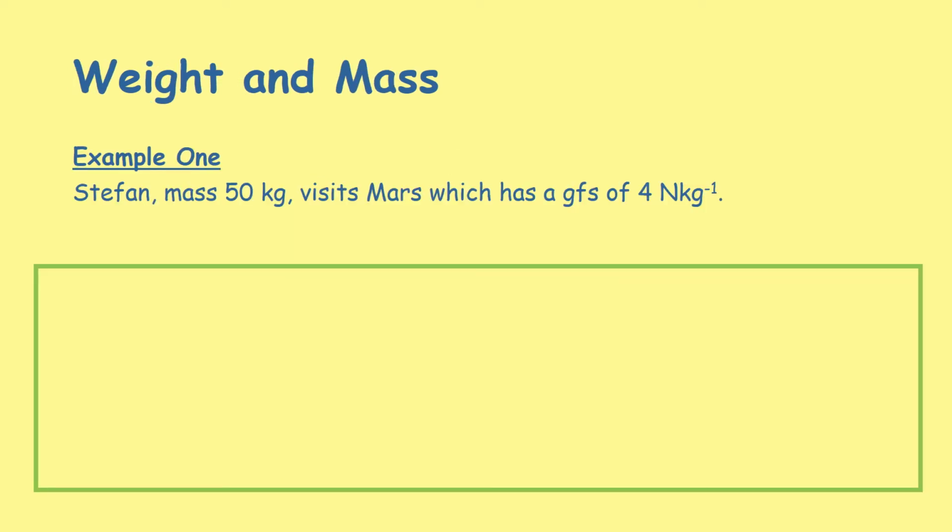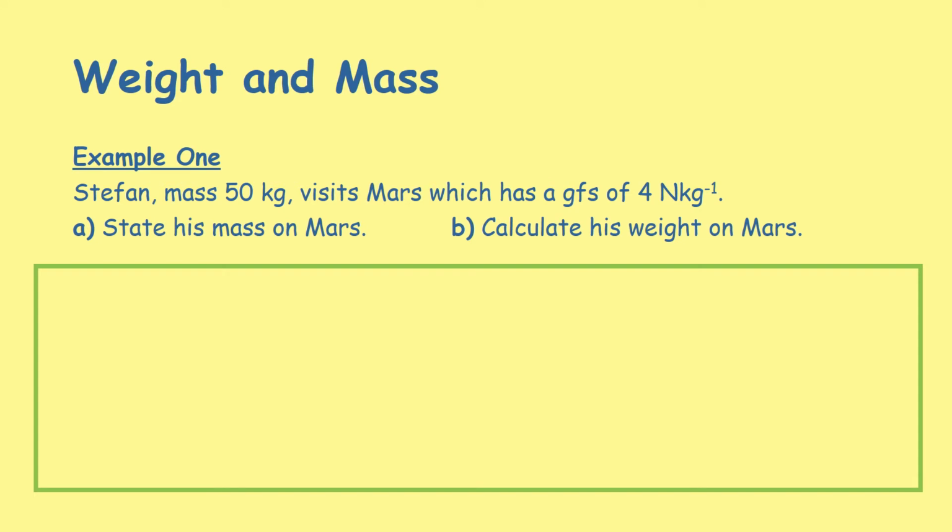Example 1. Stefan, with a mass of 50 kilograms, visits Mars, which has a gravitational field strength of 4 newtons per kilogram. A, state his mass on Mars, and B, calculate his weight on Mars. We can see that for part A, state his mass on Mars, a state question does not require us to use an equation. So you need to notice that mass does not change dependent on what planet you're on. And so if Stefan's mass is already 50 kilograms, his mass on Mars is also going to be 50 kilograms.